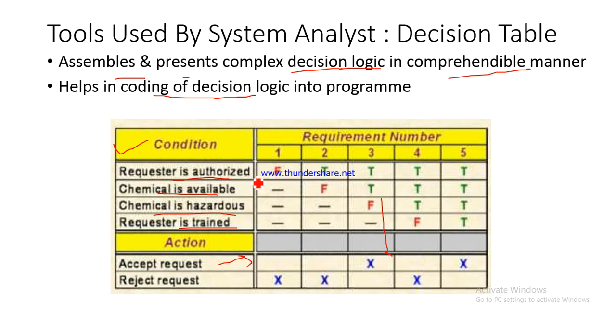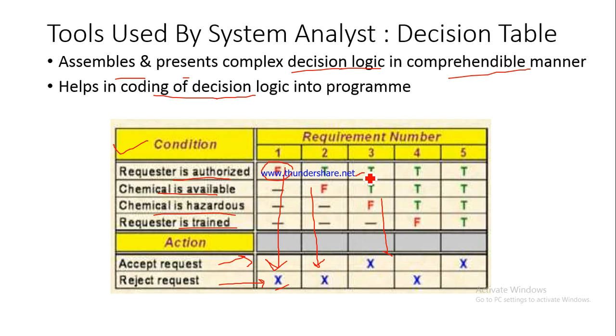Now what are we going to do here? If the requester is authorized, this does not apply here, false. Naturally you cannot issue the chemical. Have a look here, don't issue. This cross sign is basically showing which particular action you can go for. So you don't have to issue, you have to reject the request. Now have a look at this particular case. Here the requester is authorized but the chemical is not available. Again you cannot issue, like here.